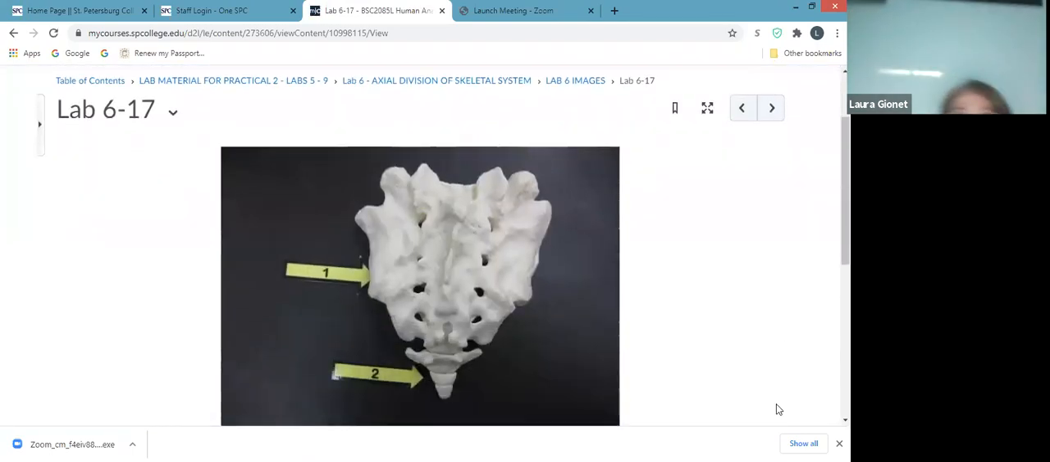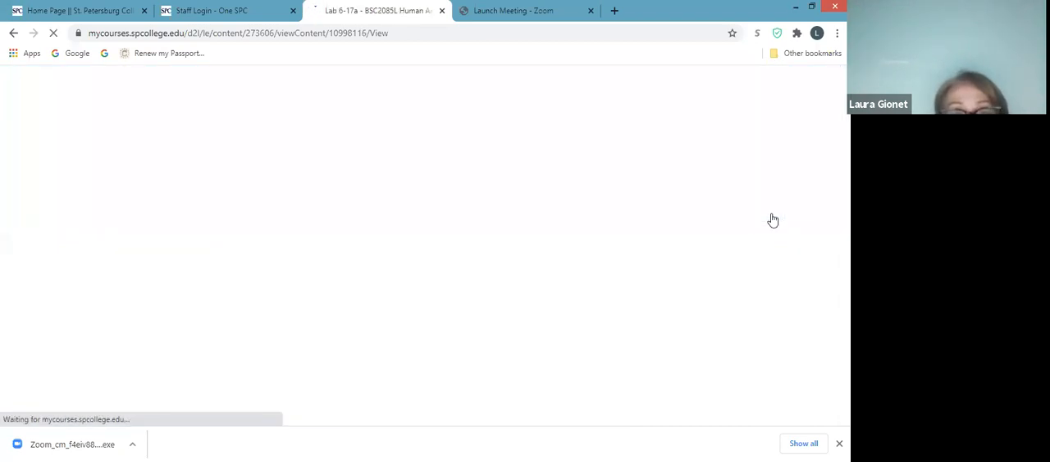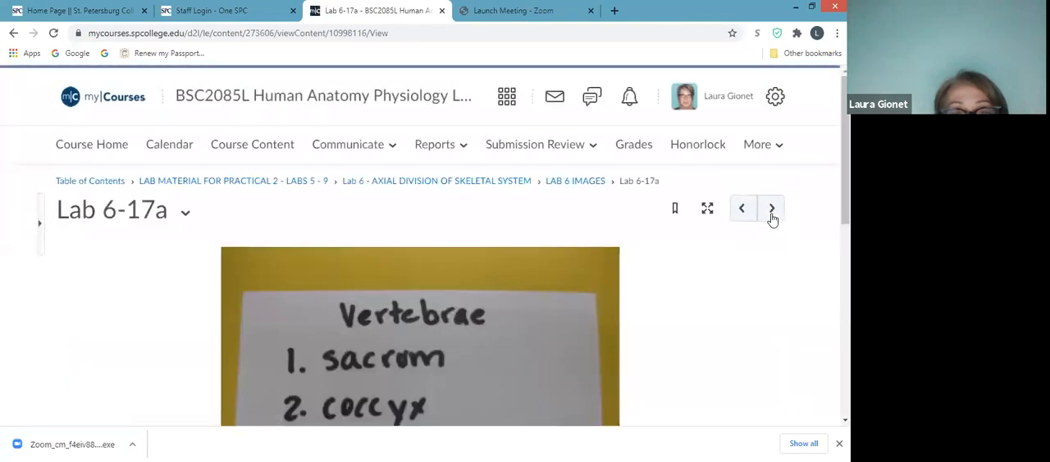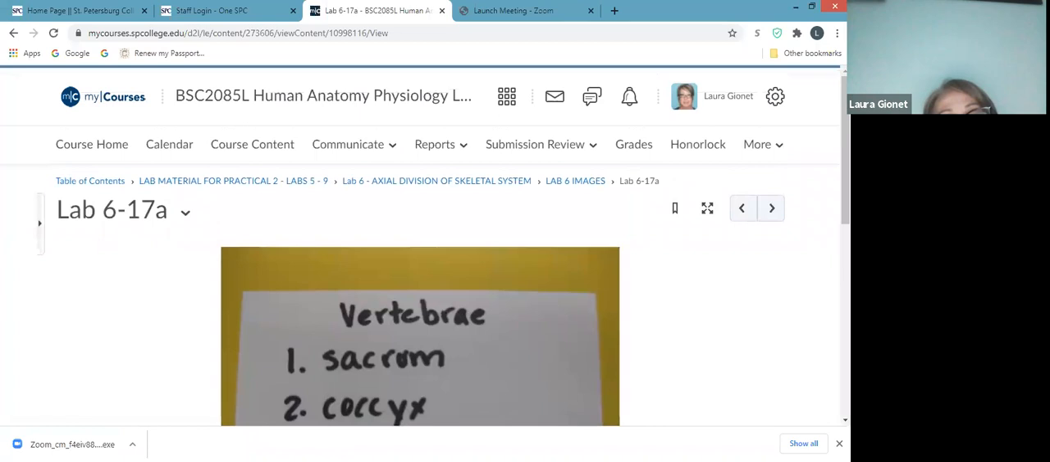This is your sacrum. This triangular bone is the sacrum, and then these 4 little fused bones at the bottom are your coccyx. So at the bottom of the vertebral stack, we have the sacrum and the coccyx.